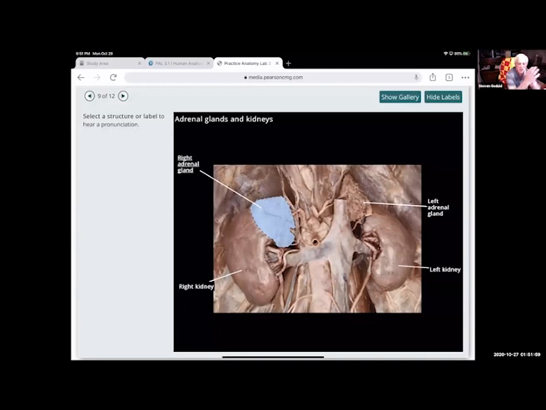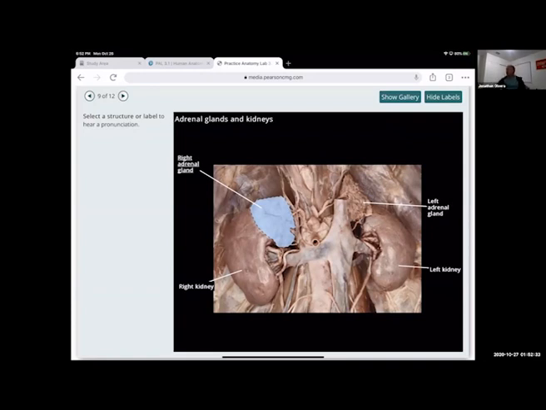I guarantee you'll see this on your final. I've been working on writing your final. So what's the outer layer of the adrenal gland called? It's the cortex. That's its outer layer. What's the inner layer of the adrenal gland called? Remember, organs have 2 layers. The outer is the cortex. Medulla? Perfect. The inner layer is the medulla.